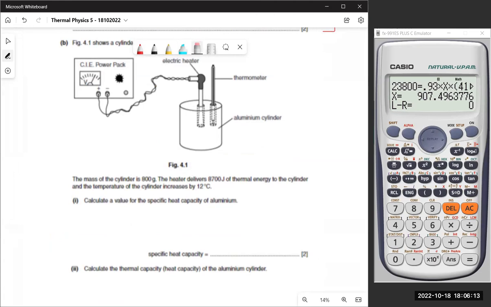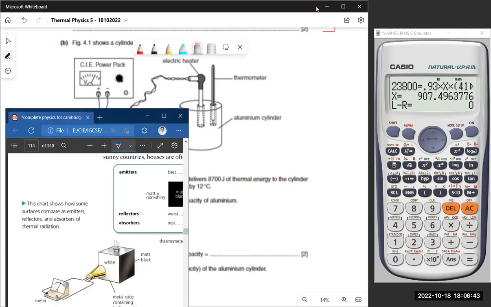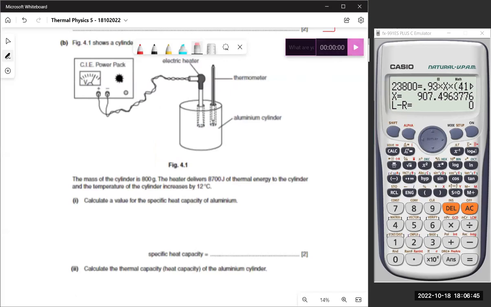Now for a question like this, I'll tell you the time. The amount of time you're getting for this is going to be a minimum of 2 minutes. It's a 2-mark question. So the timer starts now.